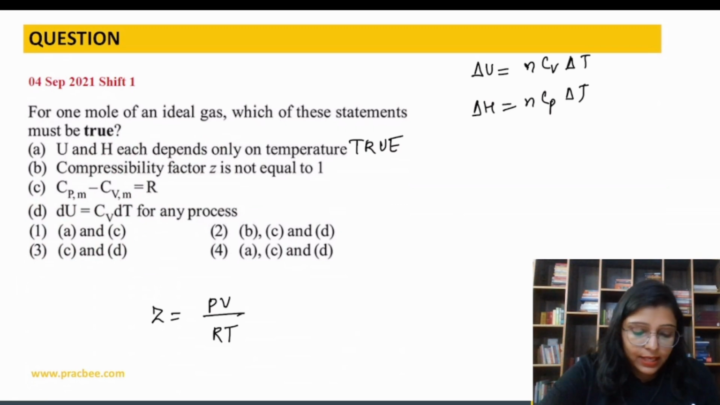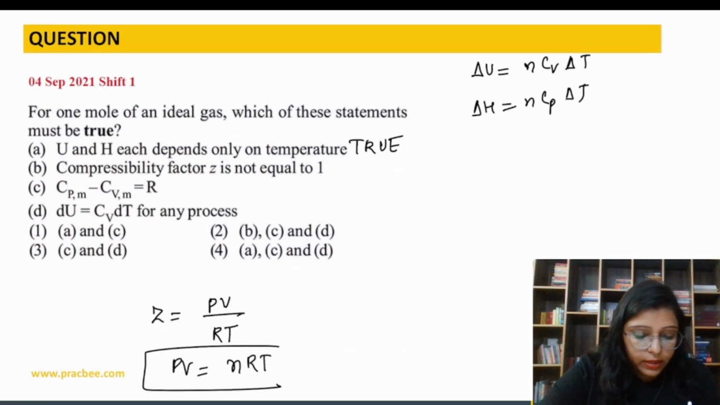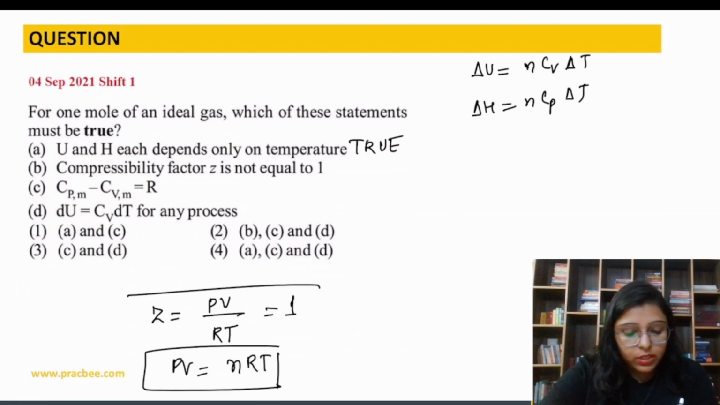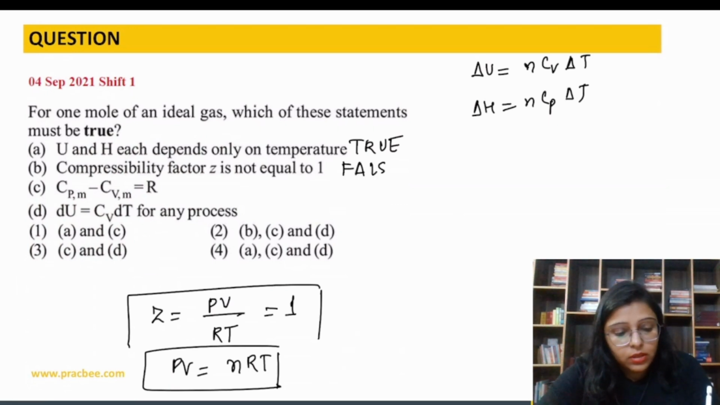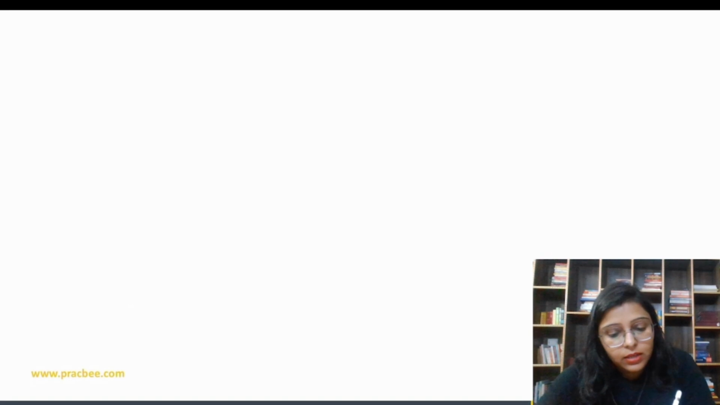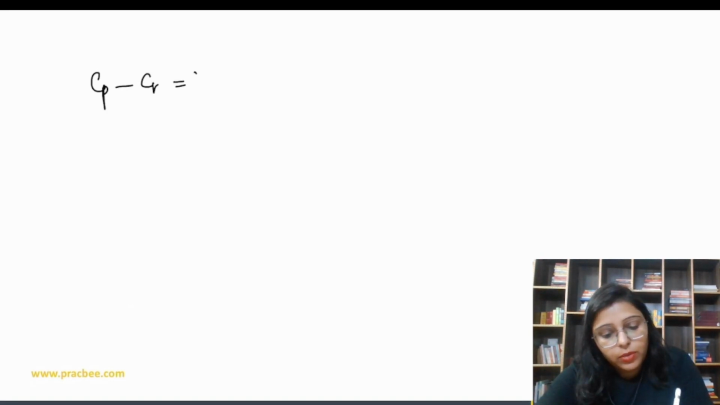So for an ideal gas, PV is equal to nRT, for 1 mole, right? So in order to make PV equal to RT, the compressibility factor value is equal to 1. So for an ideal gas, the compressibility factor is equal to 1. So this is false. Now we know that Cp minus Cv is equal to R.